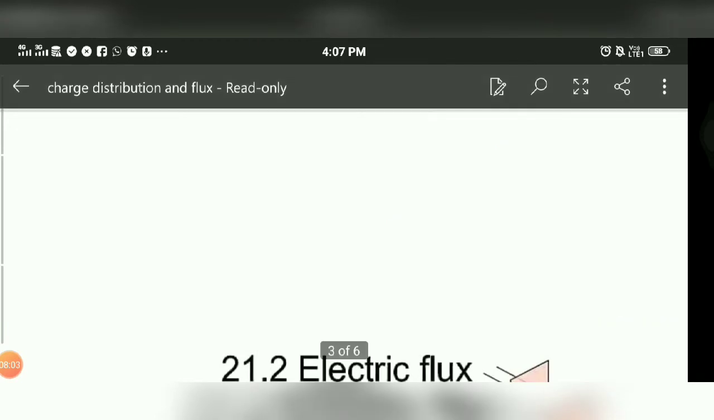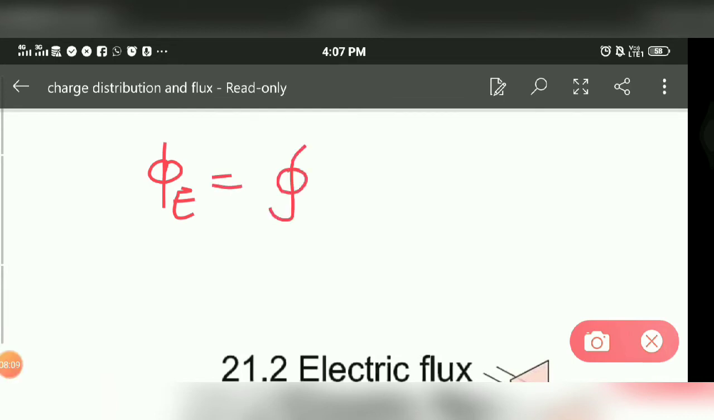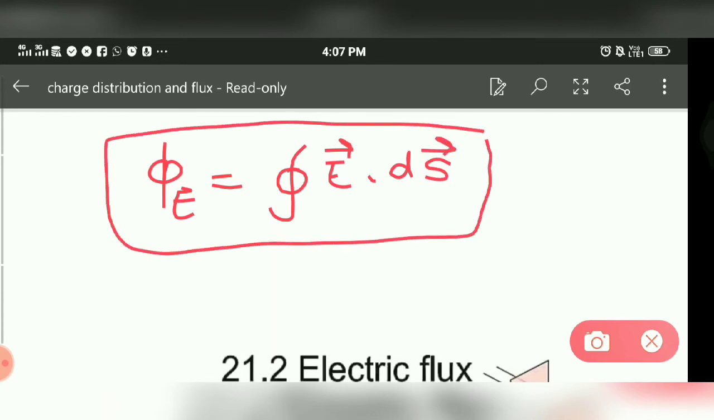But if we have an angle in general, then phi E is equal to the integration over a closed surface of E dot ds. So this is the formula of electric flux.